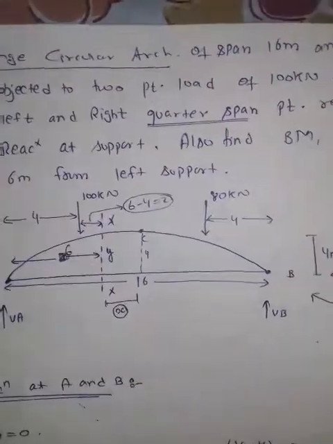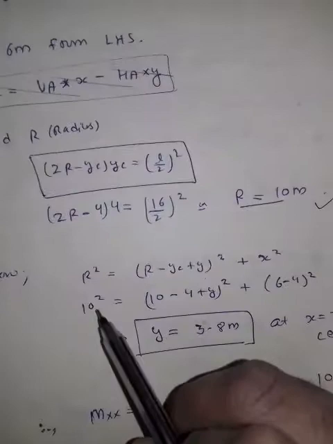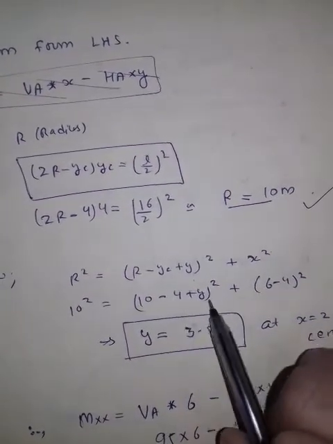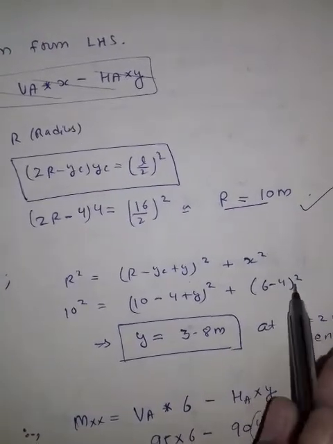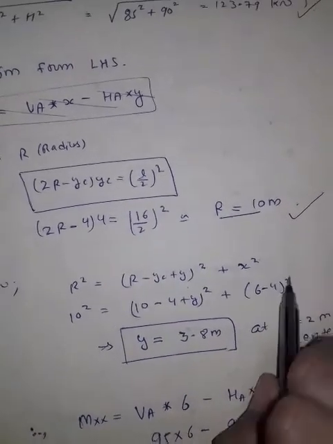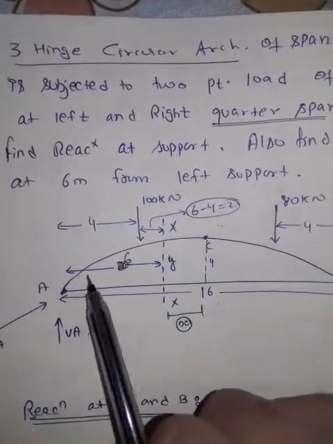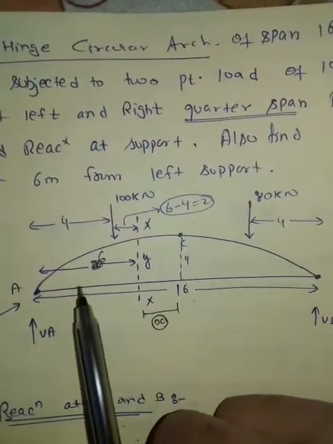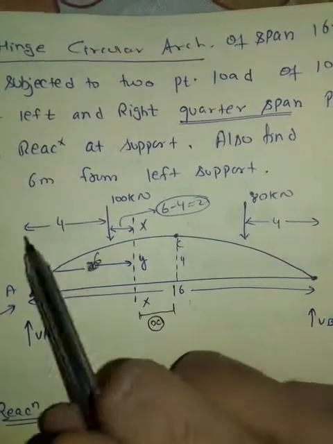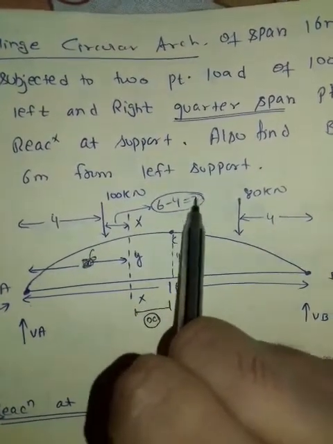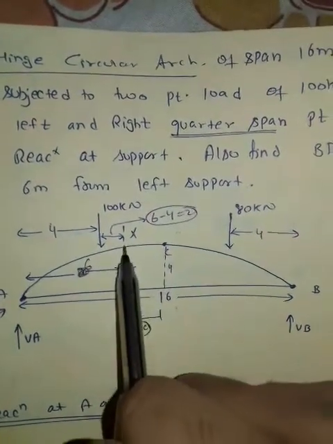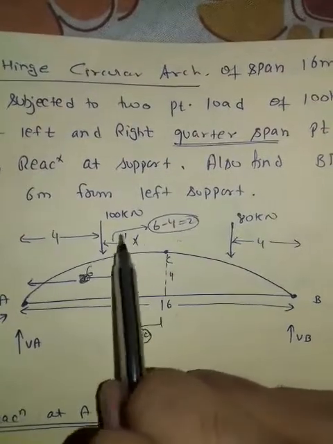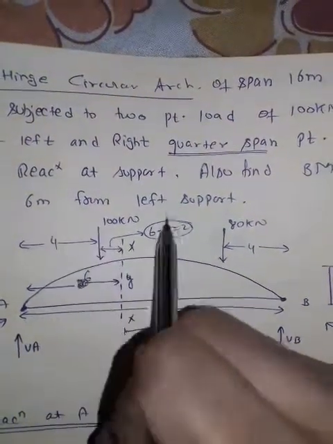Okay, so x is equal to 2 meter. So r is 10 meter, y is 4 meter, yc is 4 meter, and we have to calculate the y, and x is 6 minus 4. Okay, see this, sorry, x is not equal to 8 minus 6, it is equal to 6 minus 4, that is 2 meter, because x is measured from the central rise, but we have to measure the bending moment at the 6 meter from the left support.